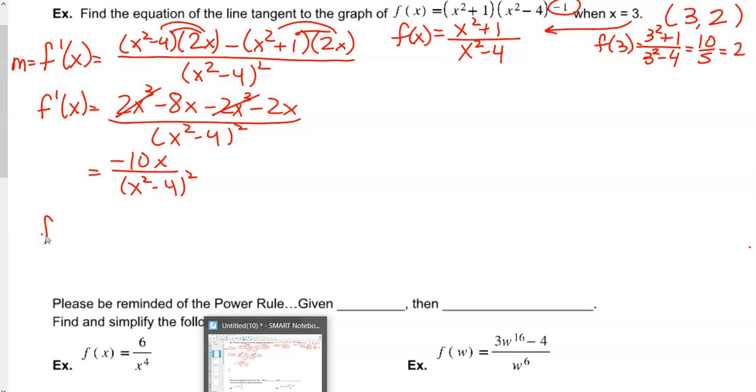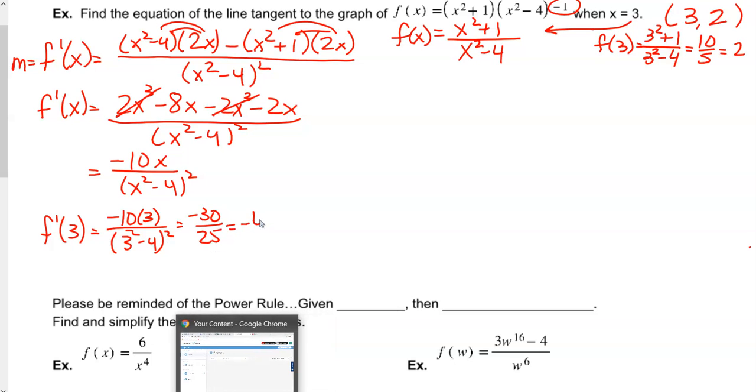But here we have to go one step further and find what is that derivative when x equals 3. So I'm going to plug 3 in. Gives me negative 10 times 3, all over, we get 3 squared minus 4. That's a squared. That I have to then square. So I get negative 30, all over, 9 minus 4 is a 5, squared is a 25. And when I reduce that, it looks like negative 6/5 is going to be my slope.